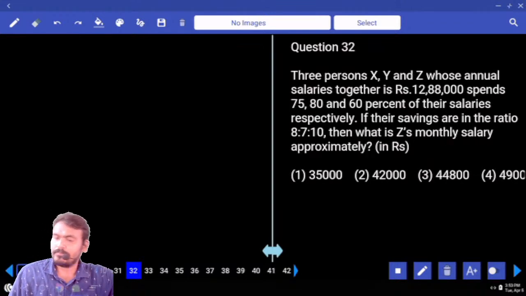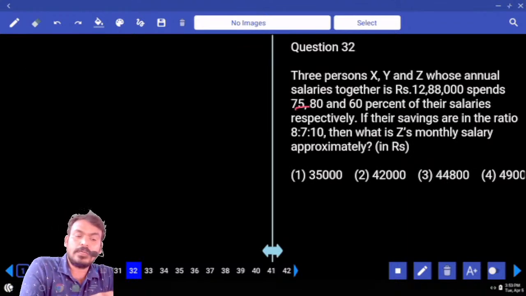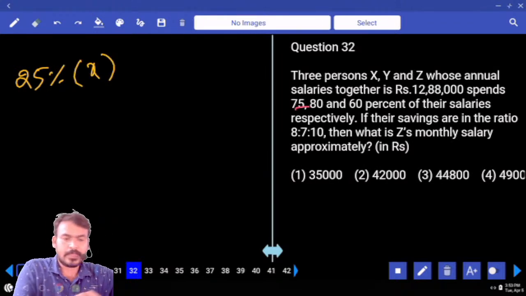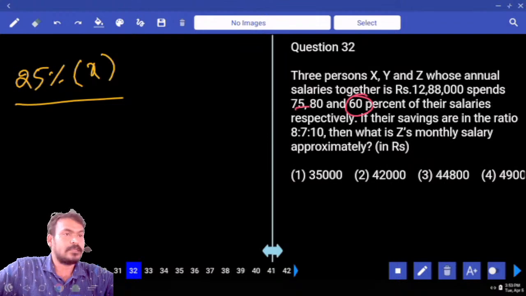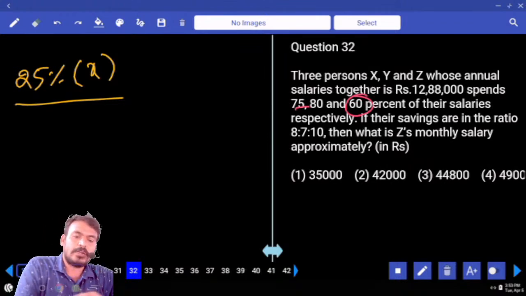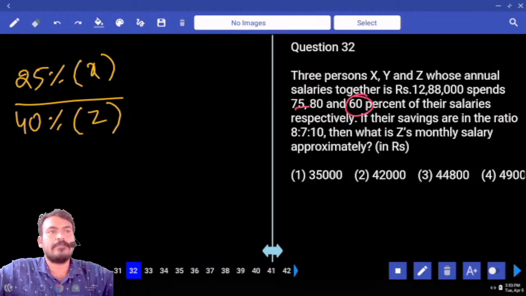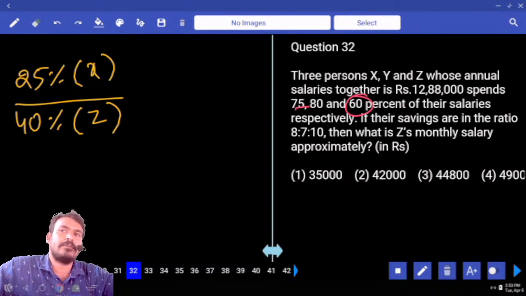Okay. First, out of X's salary, how much percent is spent? 75%. And the remaining savings? 25% of X. Next, what is Z's salary? Z. Out of Z, how much percent is spent? 60%. And the remaining saving? 40%. 40% of which value? Z. 25% of X means savings of X. 40% of Z means savings of Z.